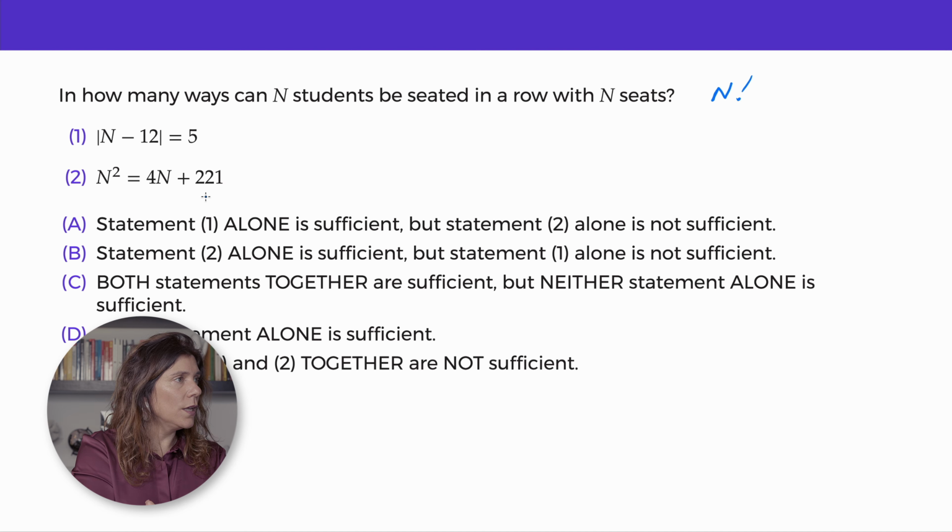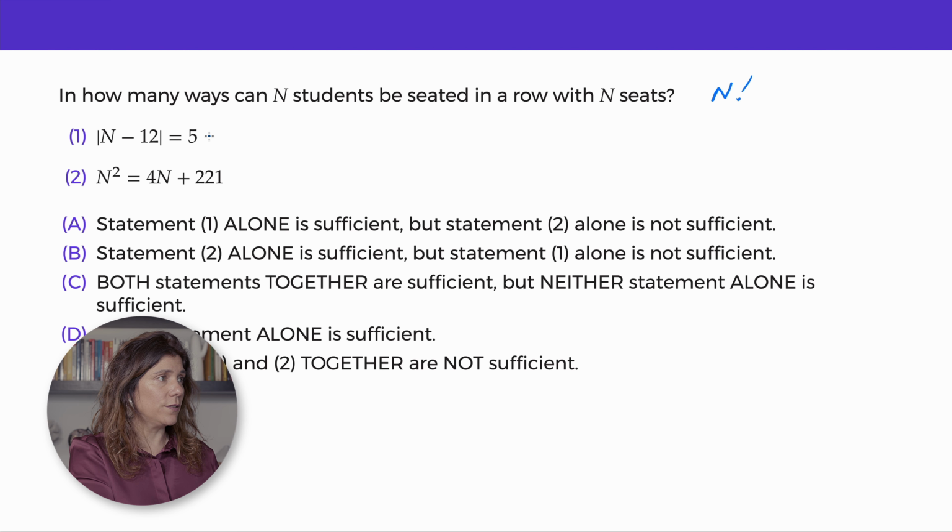But before we even read the statements, something matters a lot here. n represents the number of students, and that immediately tells us that n must be a positive integer. So let's now analyze each statement. On the first one, we know that the absolute value of n minus 12 is equal to 5.